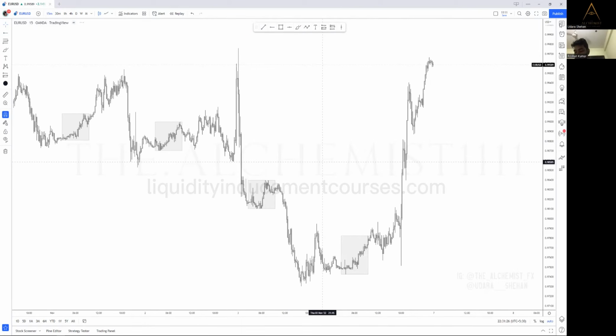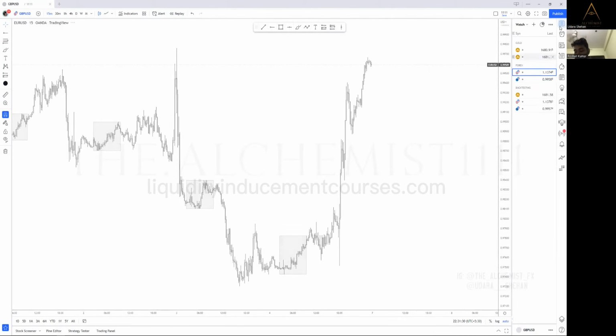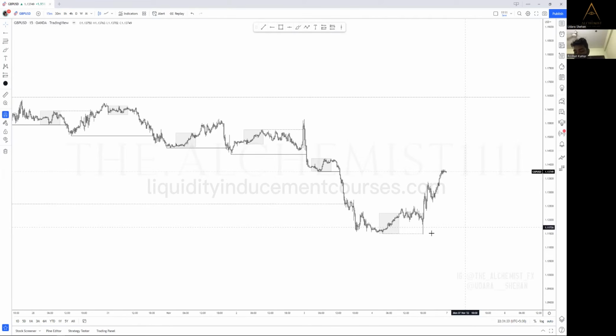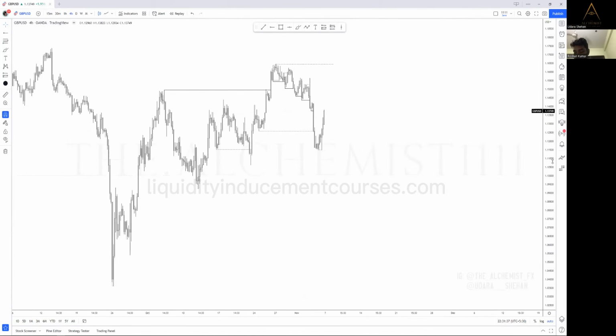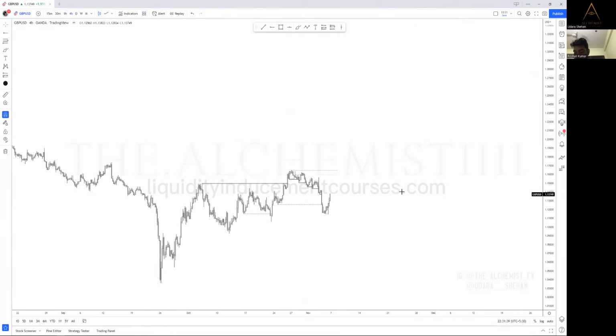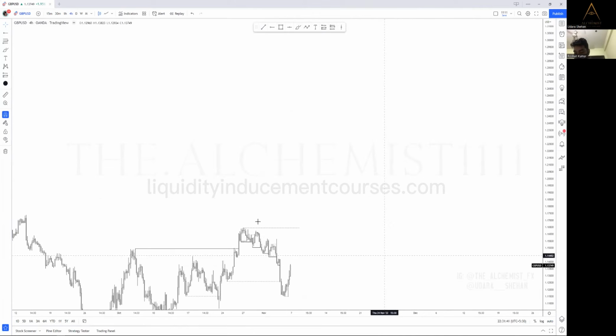You have setups almost every single day with this. So yeah, now let's talk about trading ranges. Remember, a range always, now this is important. Ranges are pretty important, ranges are very important. So yeah, let's talk about ranges.